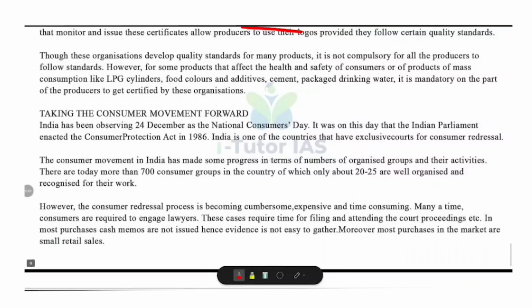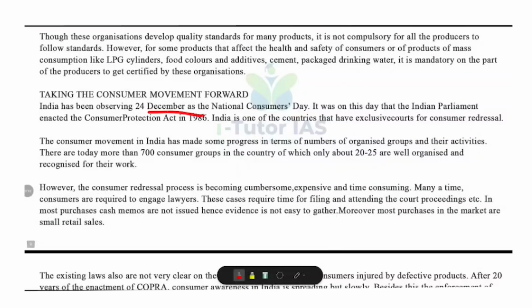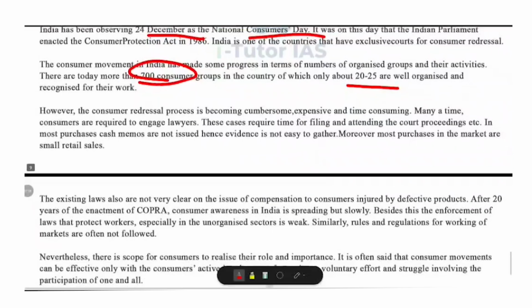India observes 24th December as National Consumers Day, the day when the Consumer Protection Act 1986 was enacted. India is one of the few countries with exclusive courts to handle consumer complaints. Over the years, the consumer movement has made progress. Today, there are more than 700 consumer groups in India. However, only about 20 to 25 are well organized and widely recognized for their work.